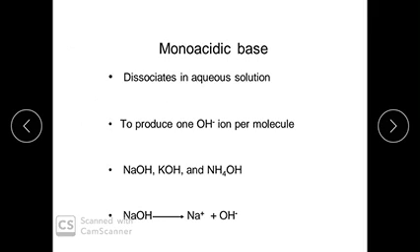And also we discussed the monoacidic base, diacidic base, and triacidic base. Monoacidic base means that on ionization it produces one OH minus ion in the molecule. That is sodium hydroxide, potassium hydroxide, and ammonium hydroxide. These are all monoacidic bases. On ionization they produce one OH minus ion.